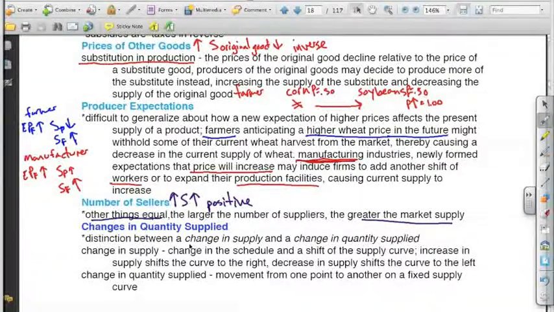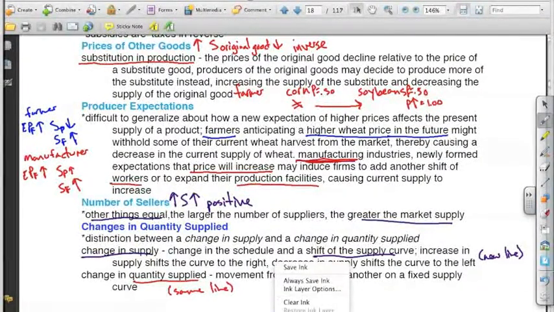It's important that we realize the differences between a change in supply, which is the shift of the supply curve, right? A new line. And then just a change in quantity supplied is along the same line. It's just moving points.